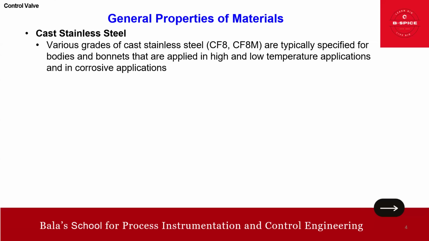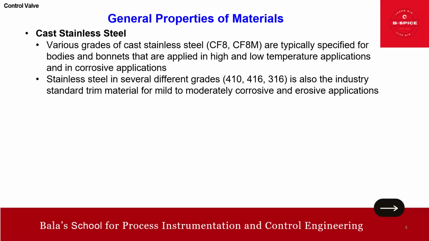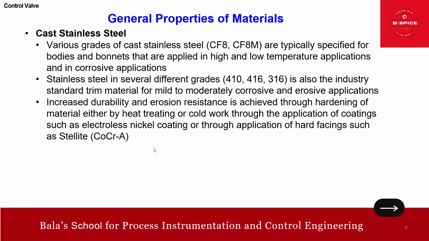So now, stainless steel is available in different grades, as you know, 410, 416, 316. It is also the industry standard trim material for mild to moderately corrosive and erosive applications. So these grades we can use for corrosive and erosive service. Another benefit: if you use stainless steel, increased durability and erosion resistance is achieved through hardening of the material. How? Either by heat treating or cold work, or through the application of coating.